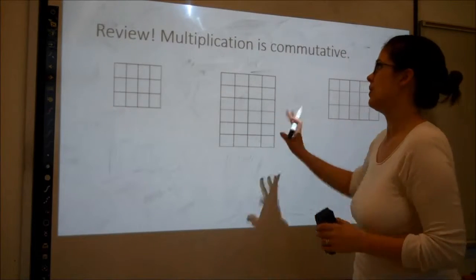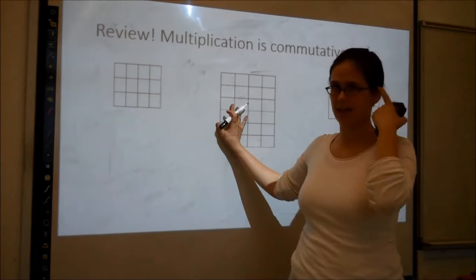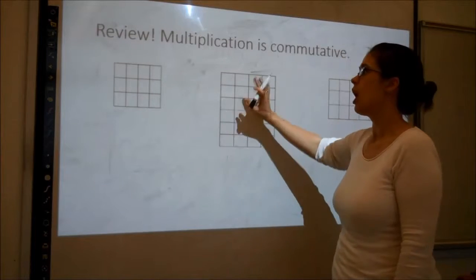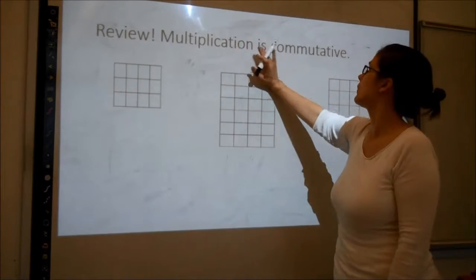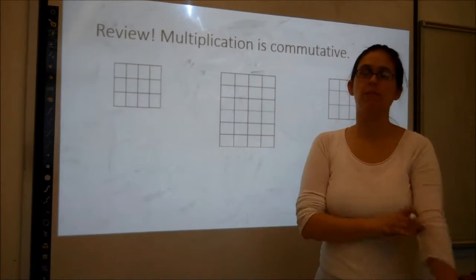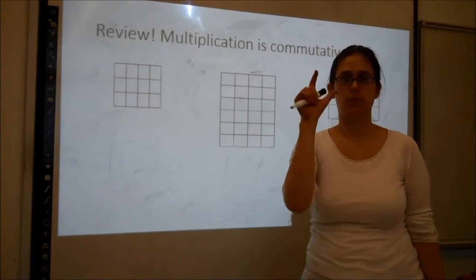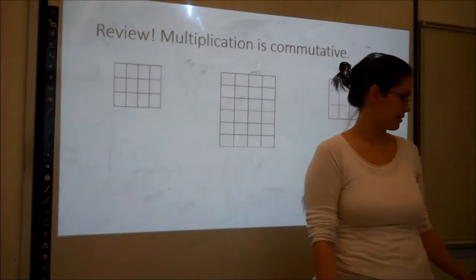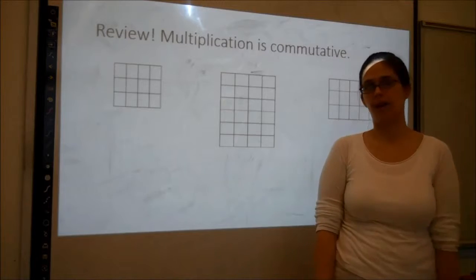Now before we do that, we have to review something really important. It has to be in our mind. A few weeks ago we learned multiplication is commutative. That means that the numbers can switch places and we still get the same answer. We call them sometimes turnaround facts, right?